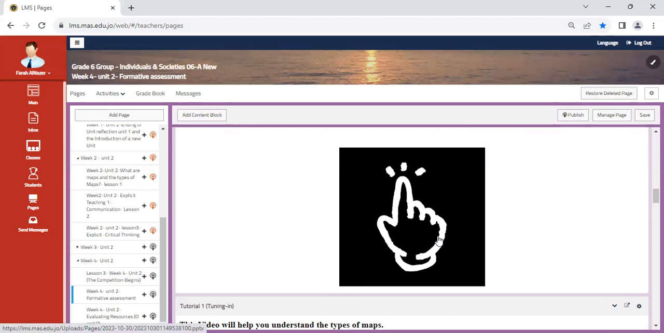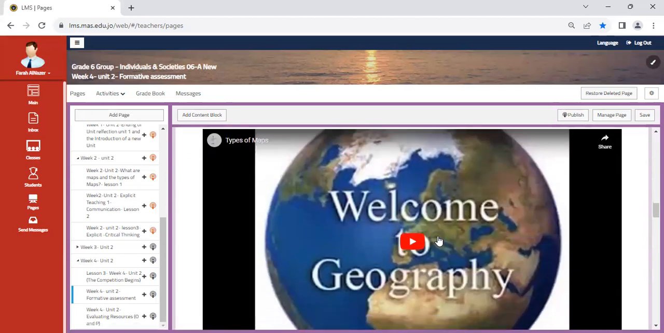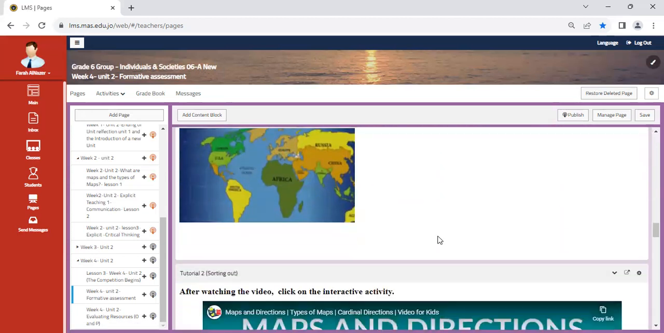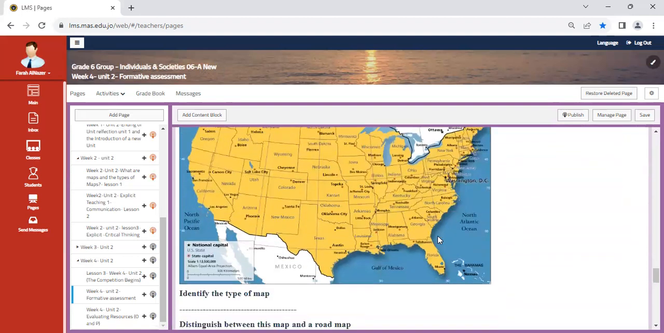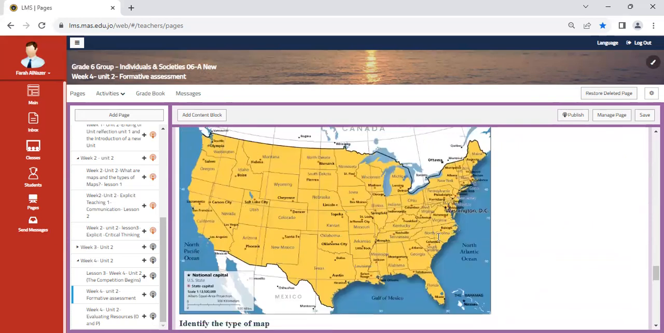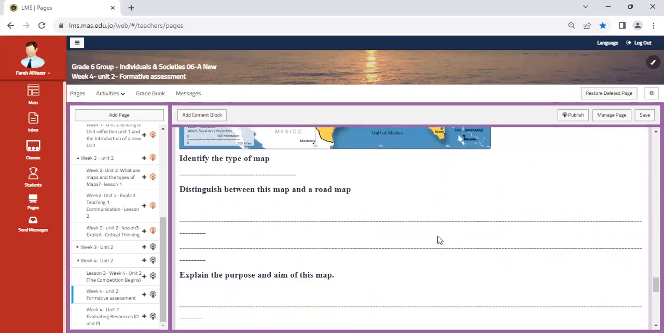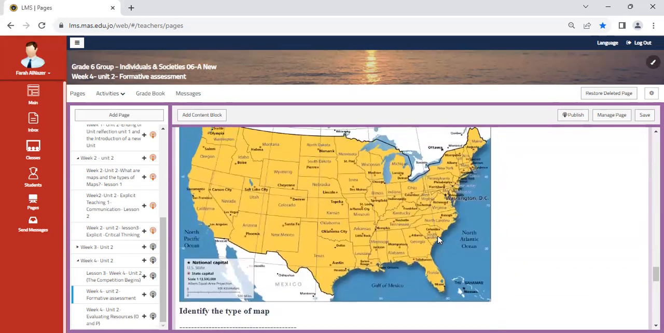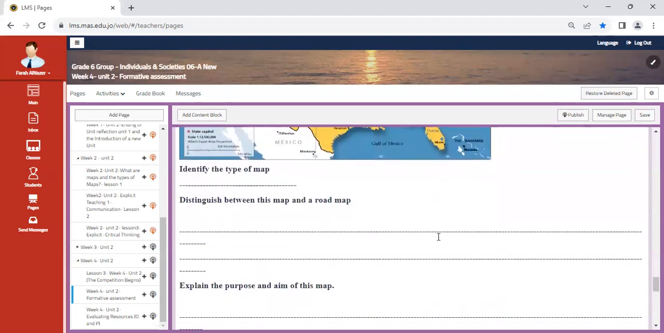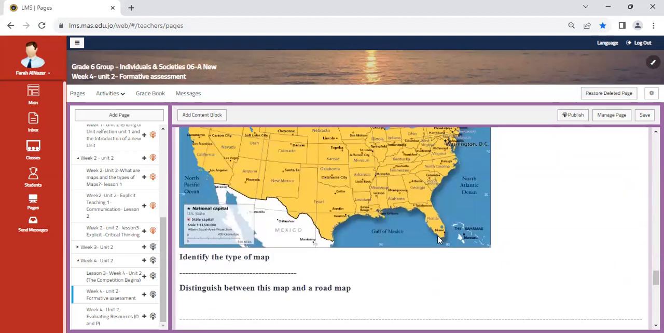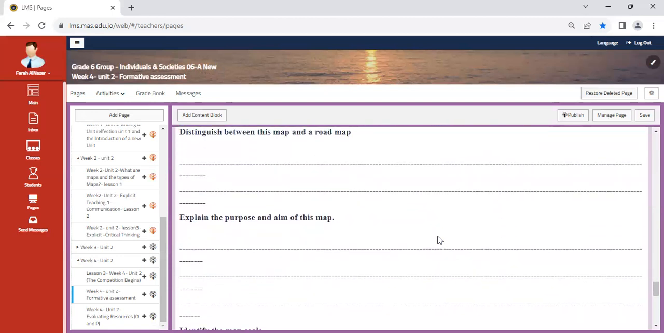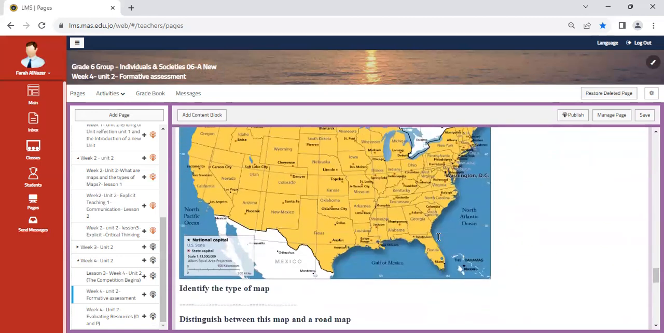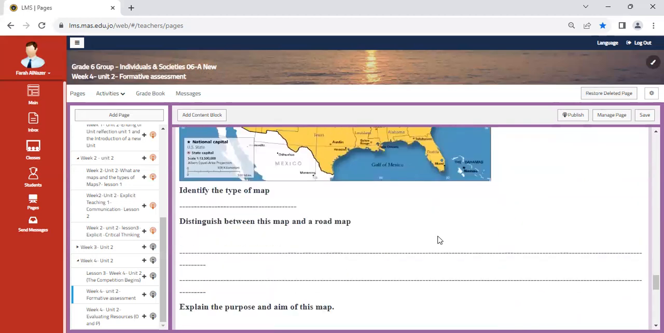Please take your time and click on the presentation. These videos will be very helpful as they highlight what we've taken throughout the unit. The exam-style questions will come in this form. Identify the type of map. So what type of map is this? Distinguish between this map and a roadmap. What is the difference between this map and a roadmap? What do you think the purpose and aim of this map is? Why do people use this map?